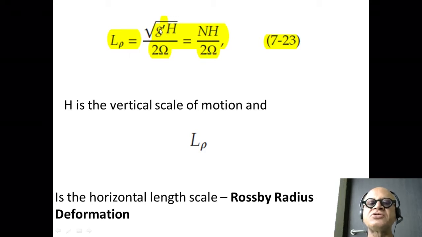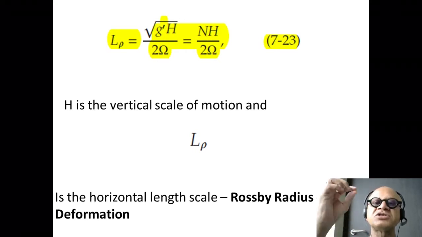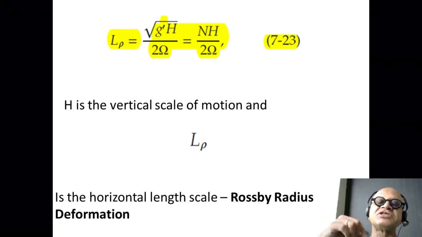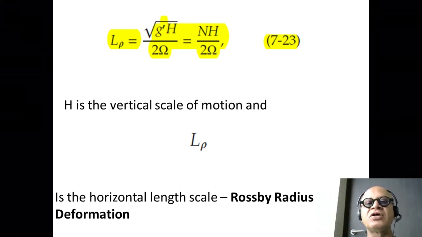g prime is our reduced gravity, H is the vertical scale of motion, and N is related to g prime, the buoyancy frequency as it's called, or the Brunt-Väisälä frequency. As I said, it's how the parcel behaves when it's displaced in the fluid and its buoyancy is perturbed. It may generate an oscillation, or it may just continue to sink or continue to rise, depending on the buoyancy frequency. So it's NH divided by 2 omega.